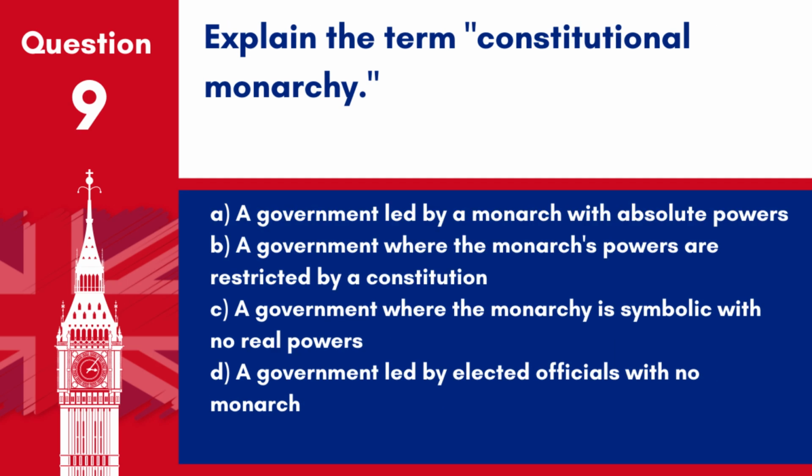Question 9. Explain the term constitutional monarchy. A. A government led by a monarch with absolute powers. B. A government where the monarch's powers are restricted by a constitution. C. A government where the monarchy is symbolic with no real powers. D. A government led by elected officials with no monarch. Answer B. A government where the monarch's powers are restricted by a constitution. A constitutional monarchy is a form of government in which a monarch acts as head of state within the parameters of a written or unwritten constitution.